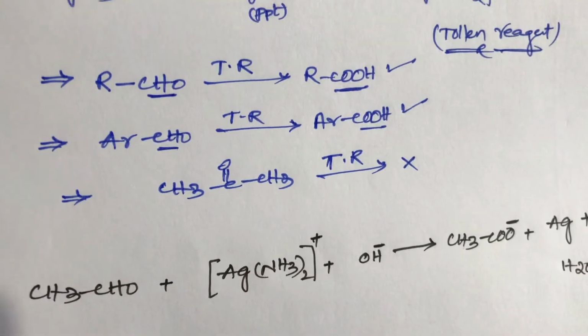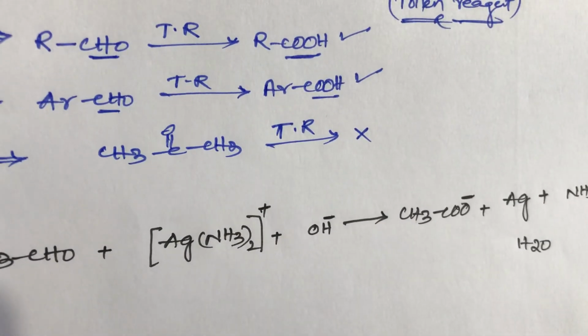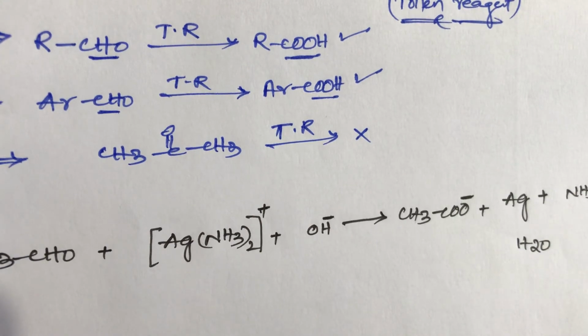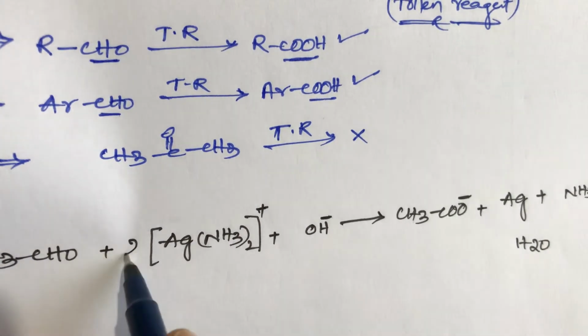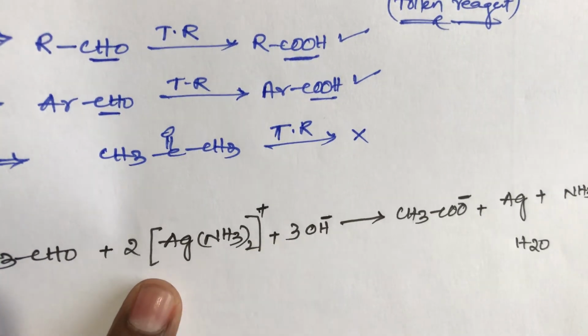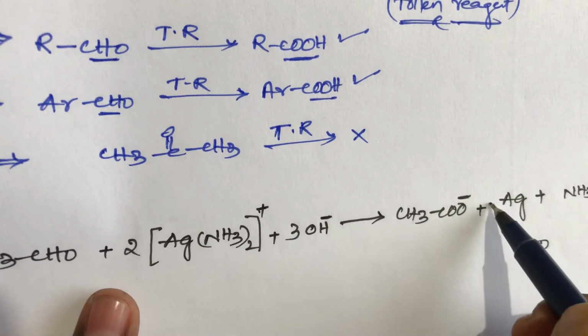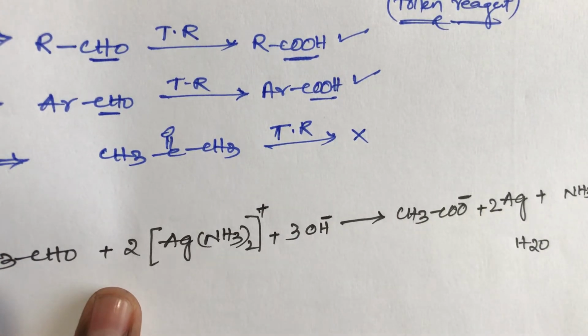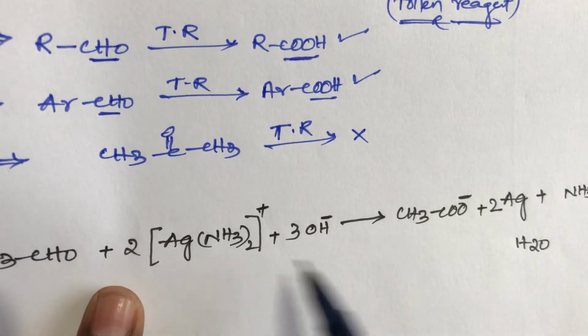When acetaldehyde reacts with Tollens reagent, students, this equation is not balanced. Here we need 2 moles of Tollens reagent and 3 moles of OH minus, and one more thing: 2 moles of silver, that is 2 Ag, and then 4 moles of ammonia are there.